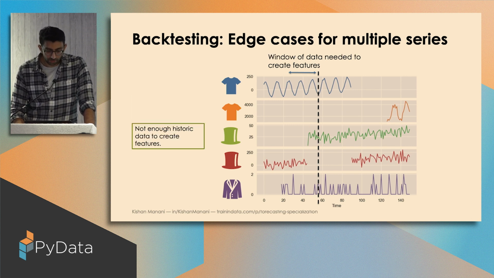You also have issues where if you had a different split here, for example, you might still have some data, but not enough to create your features. And so that product may exist, but you don't have enough data to make a prediction for that product yet. And so I recommend using some open source libraries.